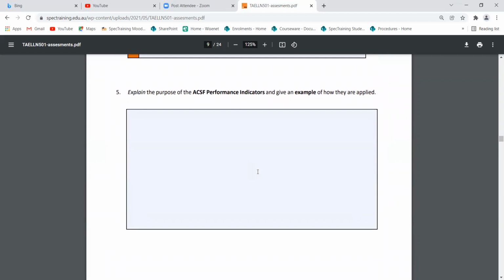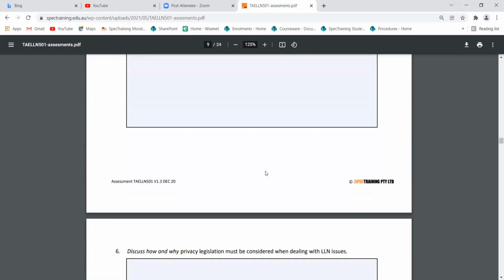Question 5, explain the purpose of the ACSF performance indicators and give an example of how they are applied. So what I suggest that you do is go to Google and type in ACSF performance indicators and see what comes up, all right? You can also go directly to the ACSF, and it's going to have an explanation for you about the performance indicators, when they're used, how they're used, and certainly you can go to YouTube as well for answering that question, because there'll be quite a few videos talking about the ACSF, all right?